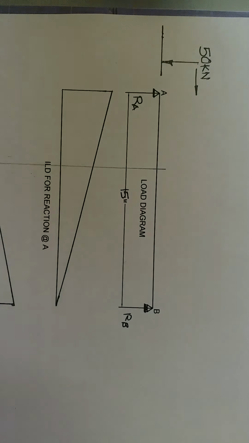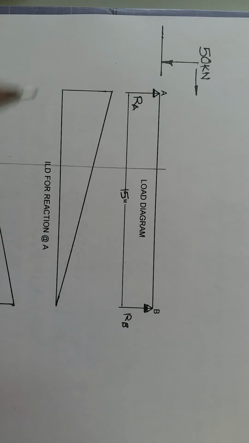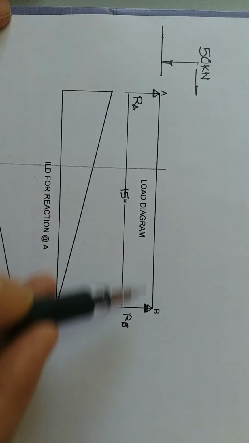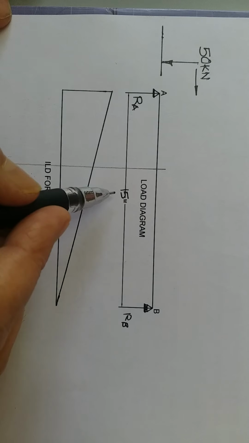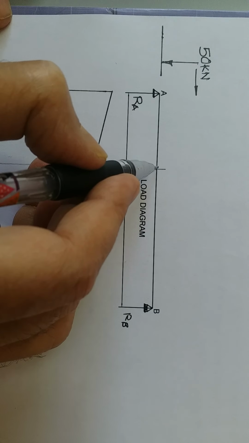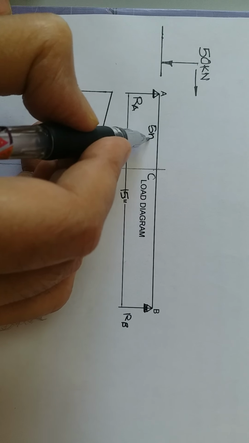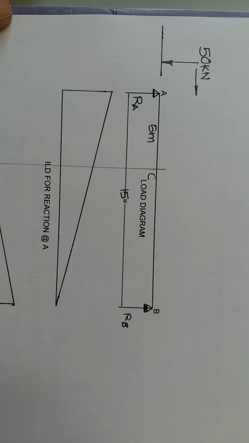Hello friends, we'll solve a problem of a single unit load passing through the span AB of 15 meter, and let C be the section of interest, which is a distance of 5 meters from A. So let us calculate reaction at A, reaction at B, shear force at C, and bending moment at C by influence line diagram and check it by our conventional method.